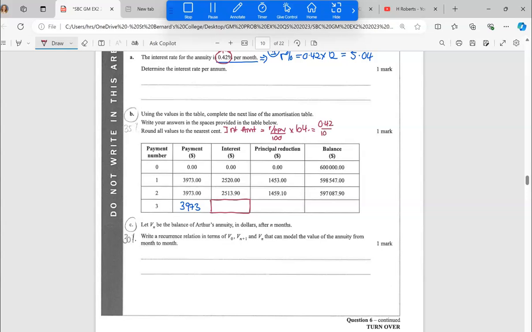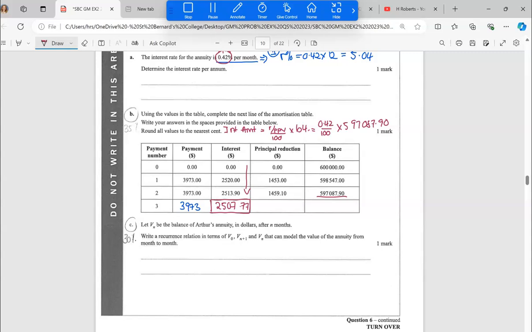So I've got 0.42, but I've got to divide that by 100, and I'm going to times it by the balance before. So before was 597087.90. I do that, and I end up with 2507.77. Now I've had a look. That makes sense. It looks like it's going down, and mine's gone down as well. So I'm happy that I don't look like I've gone crazy in that answer.